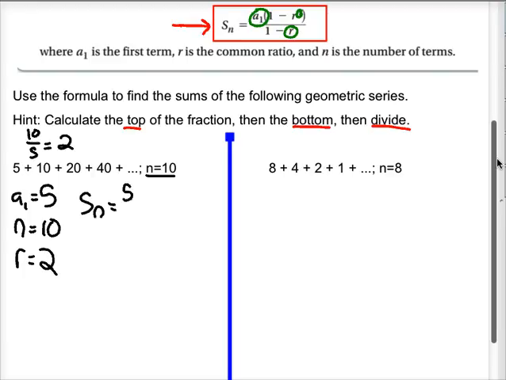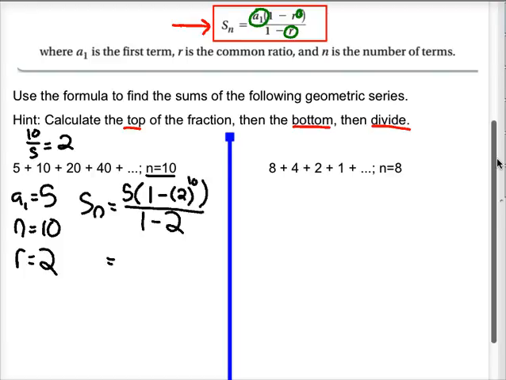So a1, which is 5, times 1 minus r to the n power divided by 1 minus r. Now notice precisely where I put my parentheses, all right? I put parentheses around the numbers I'm plugging in, and then I keep the parentheses that I was using before, that are actually written in the formula. So it's very important that that is precisely how you write this. And that's how you need to plug it into the calculator too.